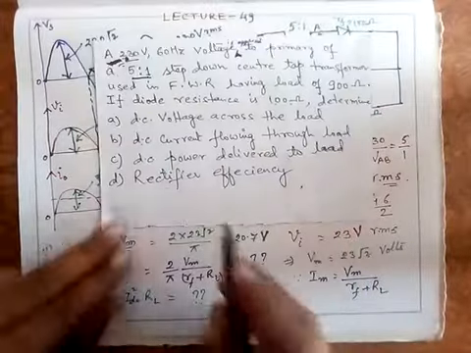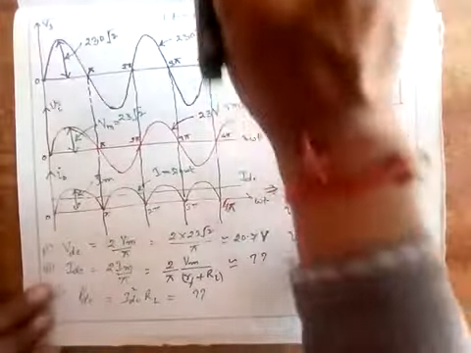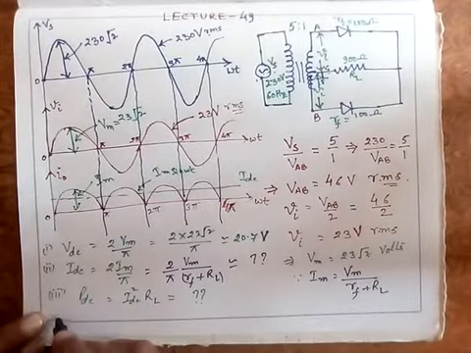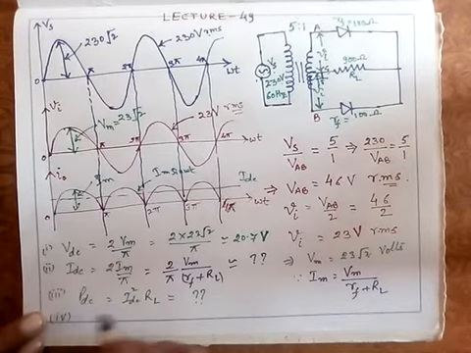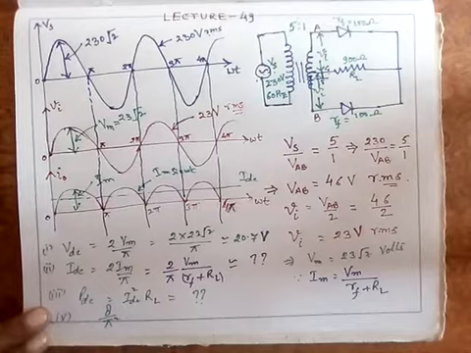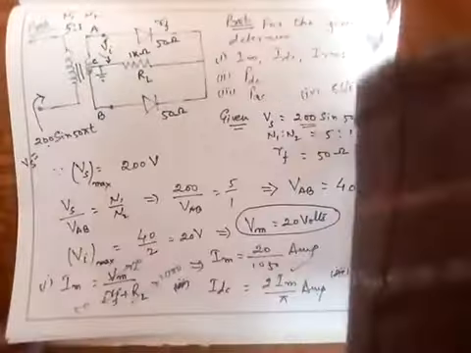And the last part is rectifier efficiency. As far as rectifier efficiency is concerned, there are two ways of finding it. Either you find PDC upon PAC, or there is a shortcut that I can say, it is equal to 8 upon pi square. We have derived this formula. If you remember, I told you in the last lecture or the lecture before that somewhere.